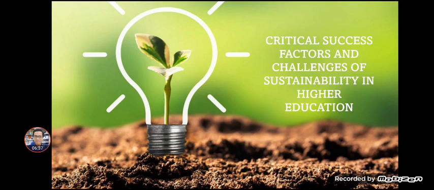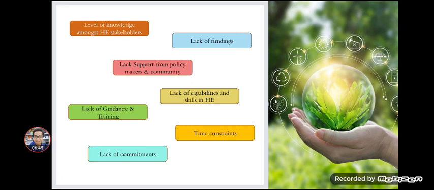The third part of this paper is critical success factors and the challenges of sustainability in higher education. If you look into the full paper, we explained and discussed these critical success factors, which are also challenges in the implementation of sustainability in higher education. Let me read some of the factors that impede sustainable development projects or activities in higher education. Number one, the level of knowledge amongst higher education stakeholders is still low, amongst some of the administrators and management of some higher education institutions. And then lack of funding from government, from NGOs, and so on.